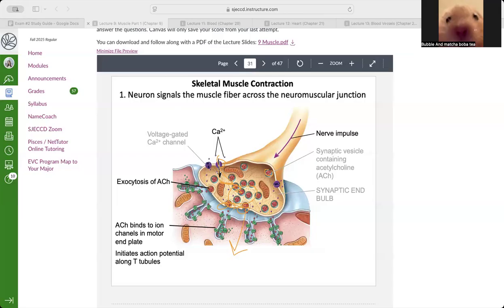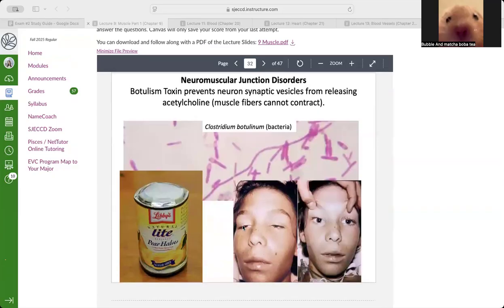Okay, let me summarize this whole thing. Easy. Action potential goes down. These calcium vesicles come in. They do exocytosis of acetylcholine. Acetylcholine then binds to the ion channels in the motor end plate, and this initiates an action potential. So calcium comes in, then exocytosis, and then it leads to the T tubules.